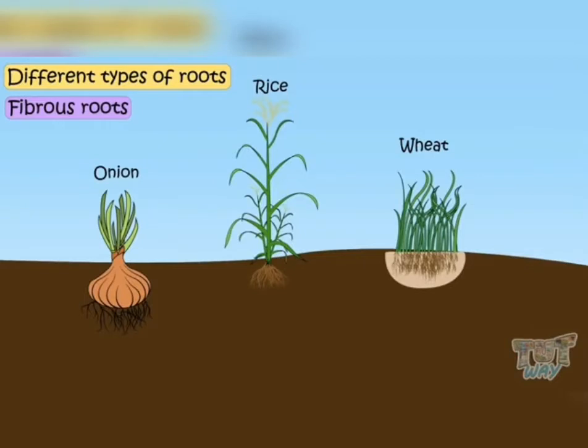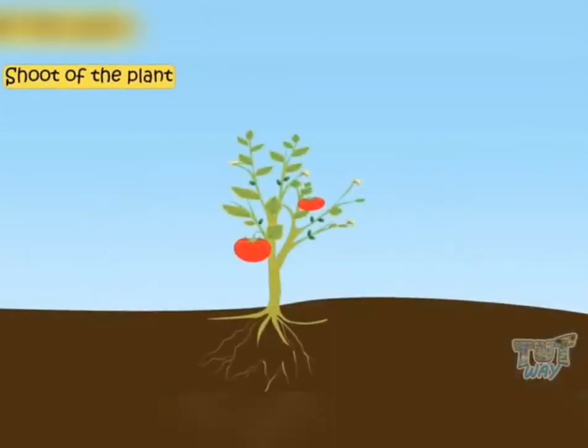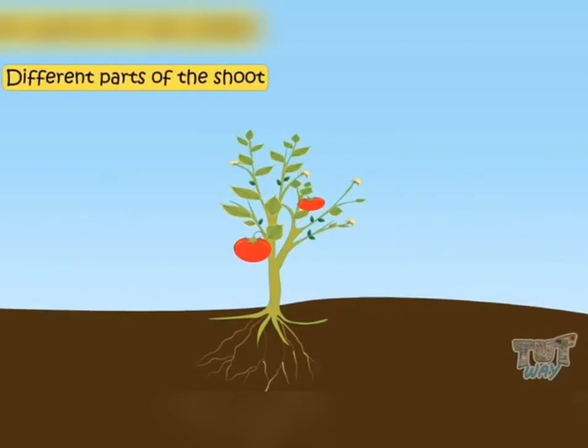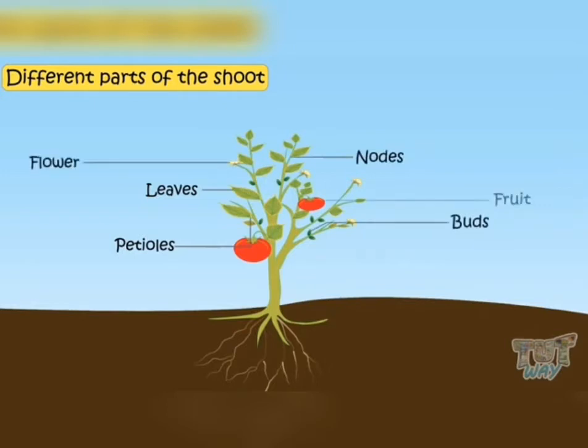Now let's learn about the shoot of the plant. The part of the plant that grows above the ground is called the shoot. Now let's see different parts of the shoot: leaves, petioles, nodes, buds, flowers, fruits, and branches are all different parts of the shoot, and each part plays a different role.